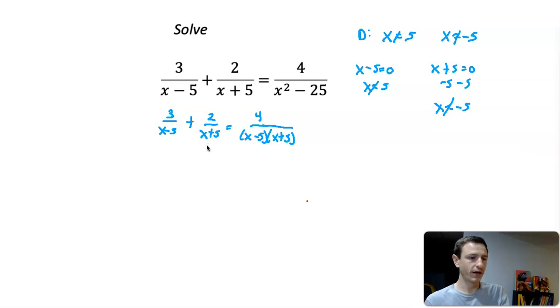In order to solve for x, we need to multiply by a least common denominator. So we just take all of our denominators, so x minus 5, x plus 5, x minus 5 times x plus 5. So our least common denominator is going to be x minus 5 times x plus 5. Because these are x minus 5, x minus 5, x plus 5, x plus 5, I don't need to multiply by multiple x minus 5s or anything like that. We just need to multiply by an x minus 5 and x plus 5.